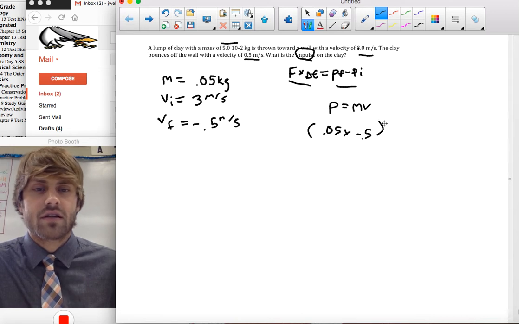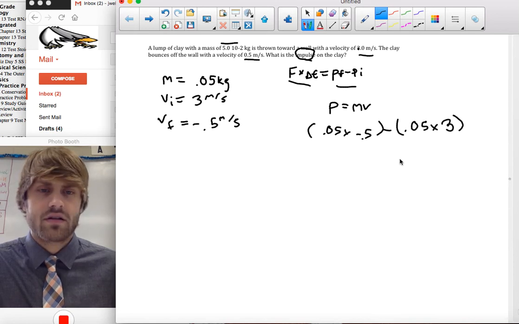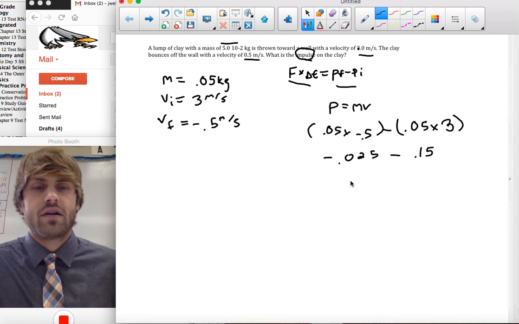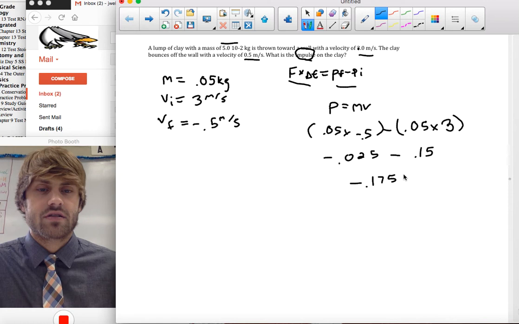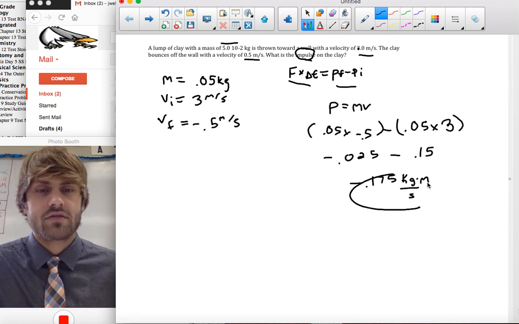I'm going to subtract my initial momentum, which is going to be 0.05 times 3. So I'm going to get 0.15 over here, and negative 0.025 here. And when I subtract that, I'm going to get negative 0.175. And I'm taking mass times velocity, so my label is going to be kilograms times meters per second. And that is going to be my impulse.